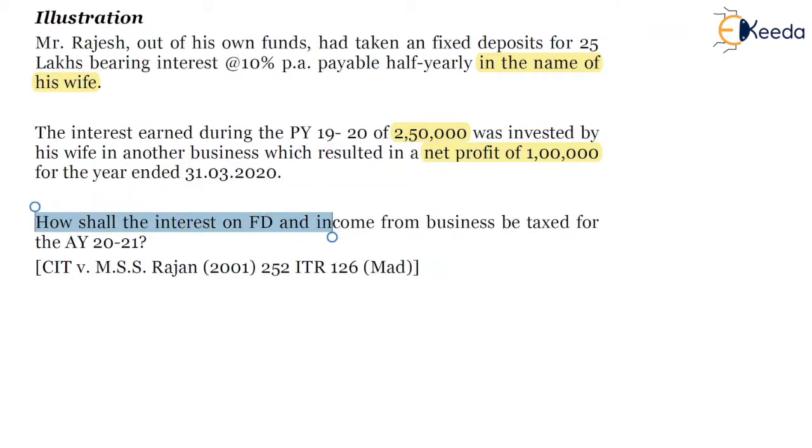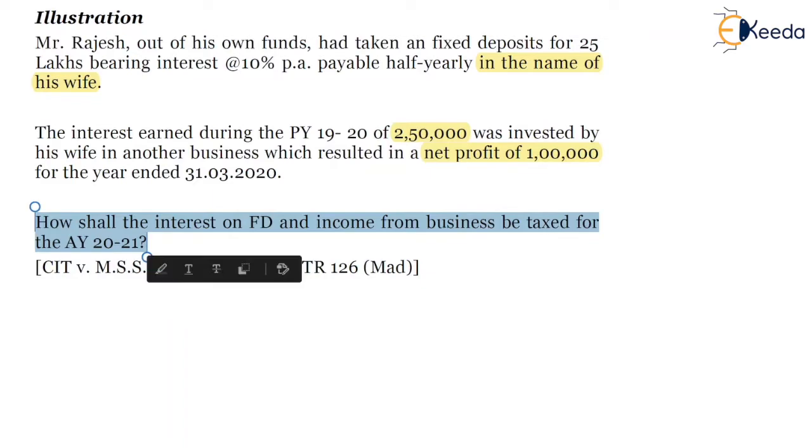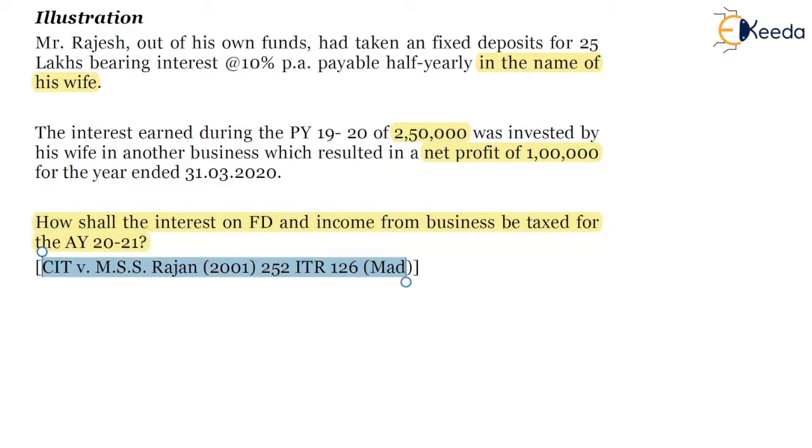How shall the interest on FD and income from business be taxed for the assessment year 2021? And also friends, there is a case law which will be quoted over here, which is relevant over here, which is CIT versus MSS Rajan, 2001, 252 ITR 126, which has been held by Madras High Court. The ruling has been done by Madras High Court. So friends, we have to determine the taxability of the interest income of FD. As we have stated, interest income on FD will be clubbed in the hands of Mr. Rajesh as per section 64(1), correct?